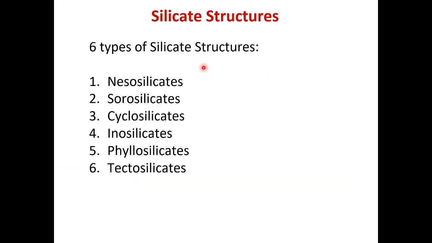So, as I told, depending upon how many oxygens one tetrahedron shares with another tetrahedron, there are various categories of silicate structures, which are of 6 types: nesosilicates, sorosilicates, cyclosilicates, inosilicates, phyllosilicates, and tectosilicates. So, we'll discuss them one by one.